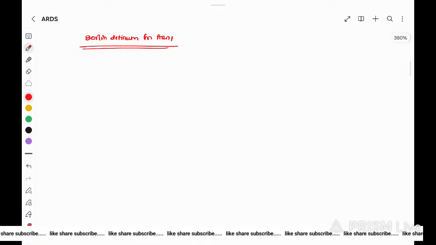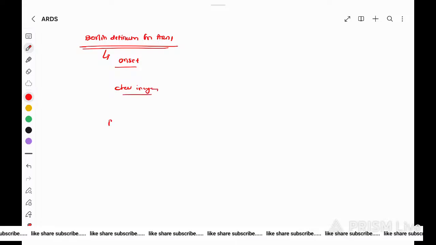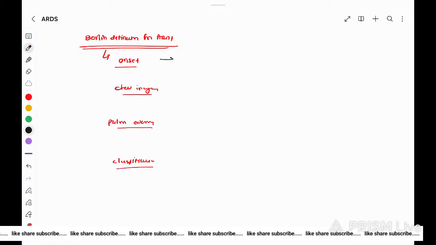The Berlin definition of ARDS has four things. First is onset. Second is chest imaging. Third is pulmonary edema. And fourth is classification. So onset, as per the Berlin definition, is within 7 days of a known risk factor.